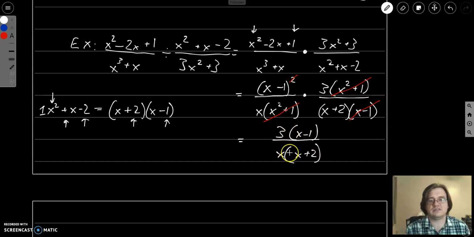I like to leave this factored, but we could expand this if we want, just multiplying the 3 times the x minus 1 and the x times x plus 2. And we'll look at adding and subtracting rational expressions in the next video.